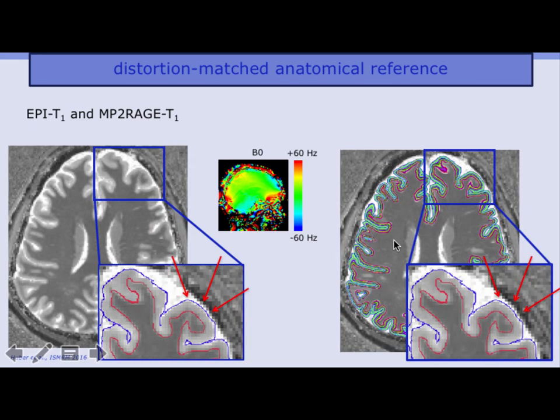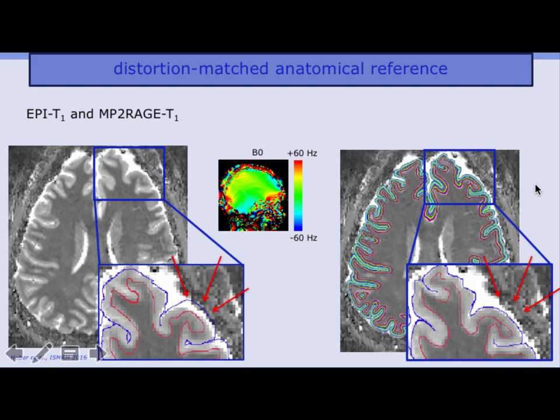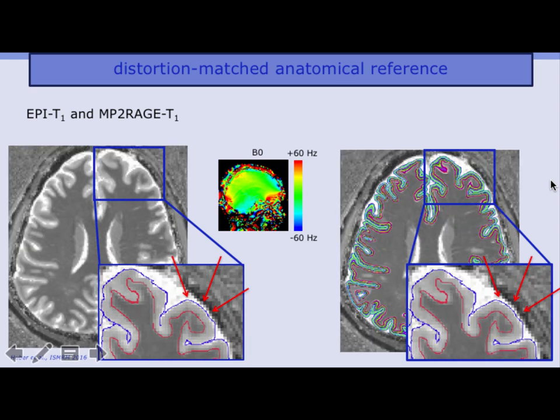And the way we try to deal with it is that we forget about these anatomical spaces, MP2RAGE or MPRAGE images, and do everything in EPI space with the exactly distortion-matched anatomy. And also do the segmentation and layering in EPI space.